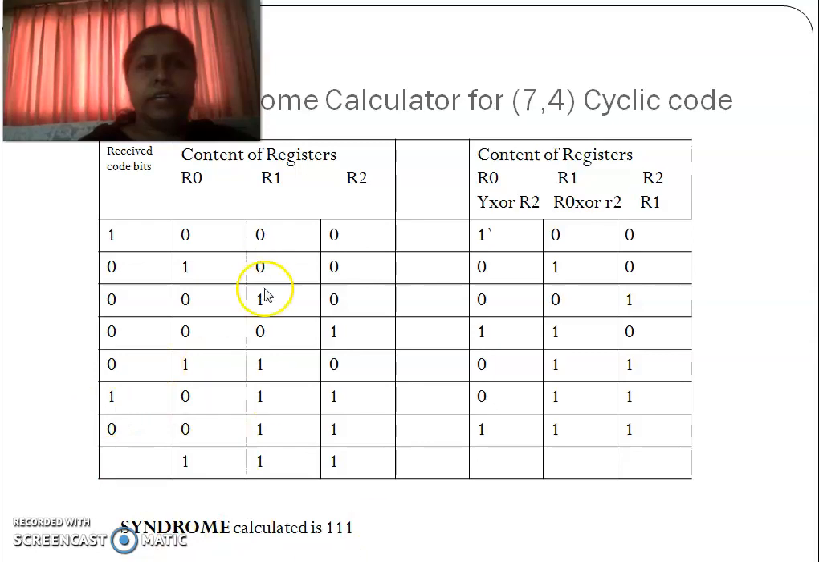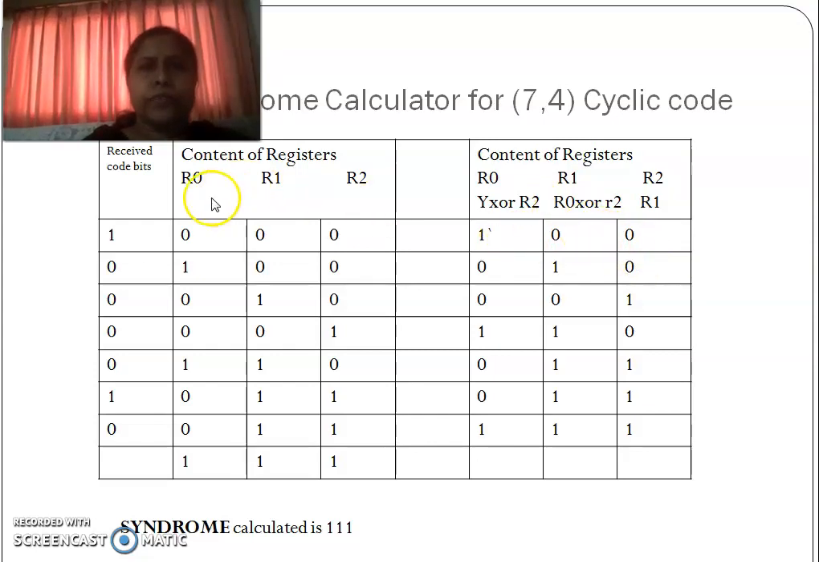Here, initially all the registers are reset. At the application of the received code bit for every clock pulse, there are changes that happen at the input of each of these registers, and therefore the register values change. For every clock pulse, the received bit is shown here in the first column. The initial values of the registers are shown in the next 3 columns, and the changes that happen to the registers are shown in the last 3 columns.